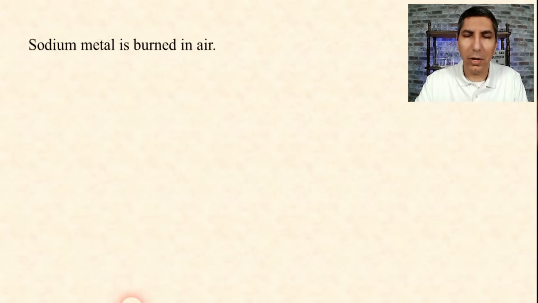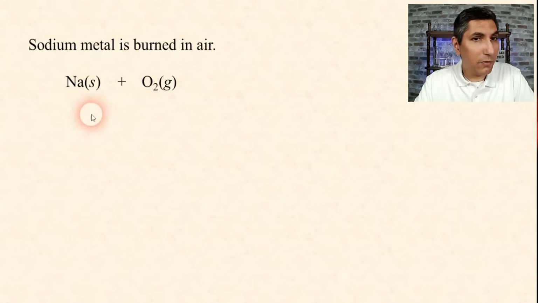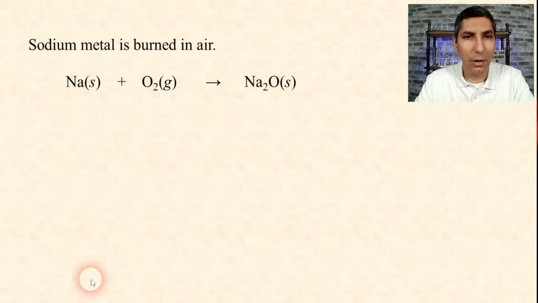Now let's try another one. What about sodium metal is burned in air? Well, sodium metal, of course, is Na. And when something is burned in air, it's always being reacted with oxygen gas, O2. So essentially, we just have to put those two elements together to make sodium oxide, which is Na2O. And we have to balance these equations. Probably want to balance the oxygens by putting a 2 right here. And then I have 4 sodiums on the right side, so I put a 4 over here. And now I have a balanced equation.